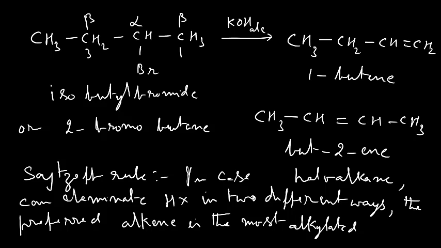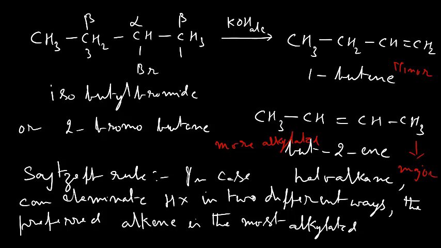So in case of 1-butene, with respect to the double bond, there is one ethyl group on one side and no alkyl group on the other side. Whereas in case of but-2-ene, there is one methyl group on one side and another methyl group on the other side. So but-2-ene is referred to as more alkylated. Therefore, this substance is the major substance. This substance is a minor substance.